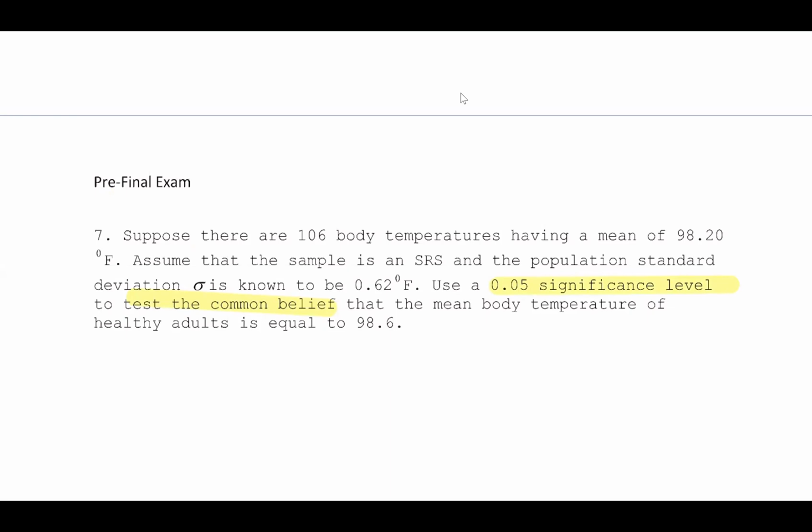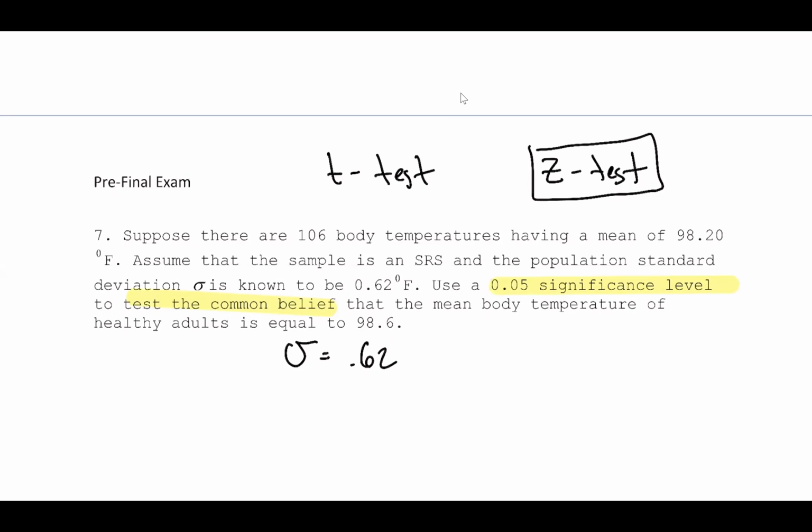They gave us a population standard deviation. They told us the population standard deviation is equal to 0.62. Since we're doing a hypothesis test, if you remember, there are two options: a t-test and a z-test. For this one, since we have the population standard deviation, this is going to be a z-test. Remember, we use a t-test if we have a sample standard deviation.